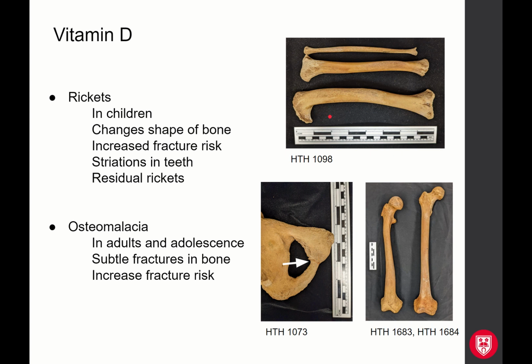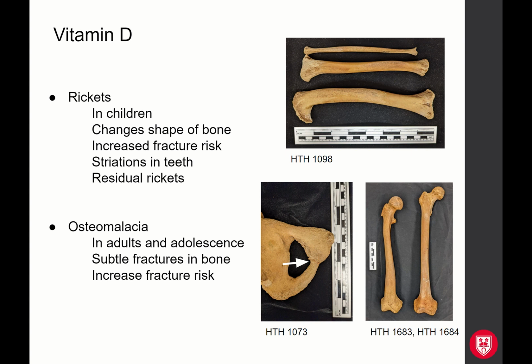On top of this, the bone density then decreases. When we have a decrease in bone density, that's going to increase fractures. So less force is going to be required to cause fractures in certain bones on the body. Other things you'll see with rickets would be striations in teeth.